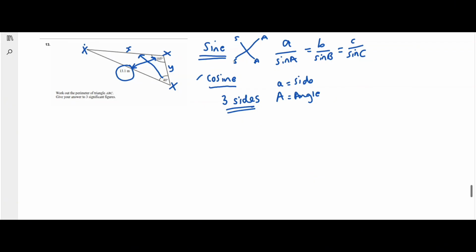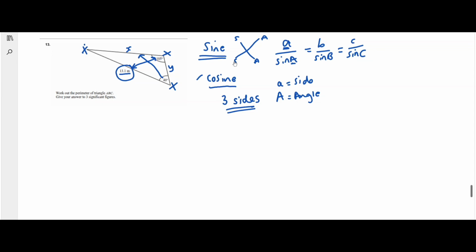This is just saying this side here, this little a, is opposite big A. So if we said that 13.1 was little a, big A would have to be 105 because they are opposite each other. Okay, same with B. If we say little b is x, the side we're trying to find, big B would have to be 48 because they are opposite each other. So that's how the formula works.